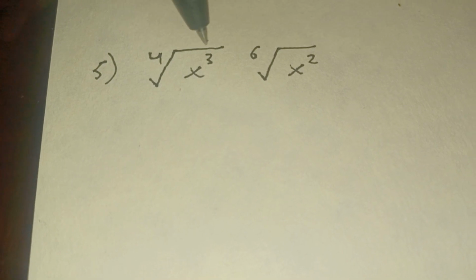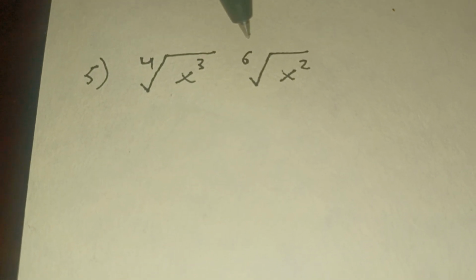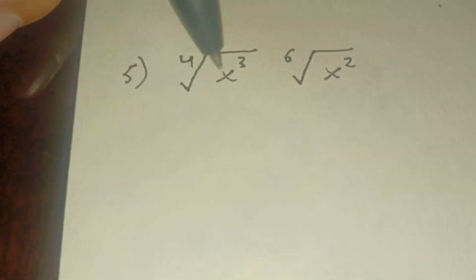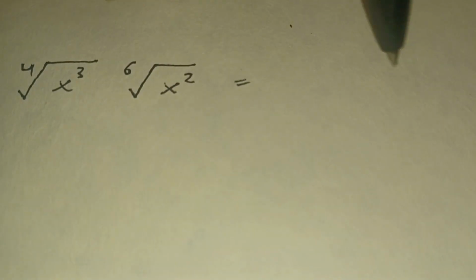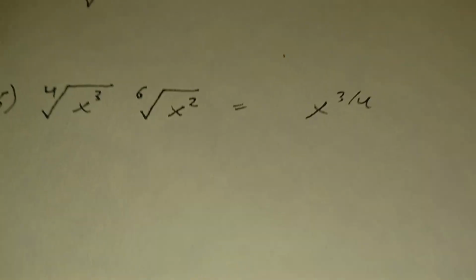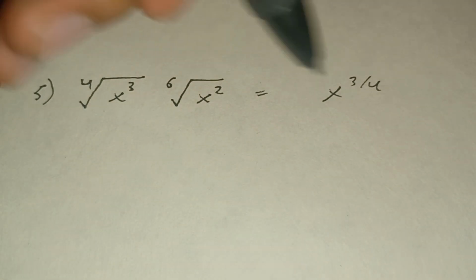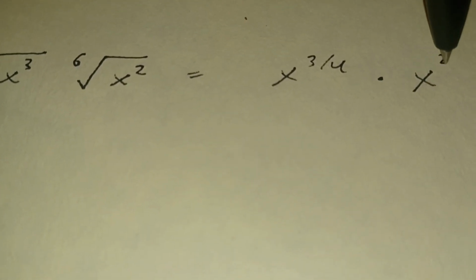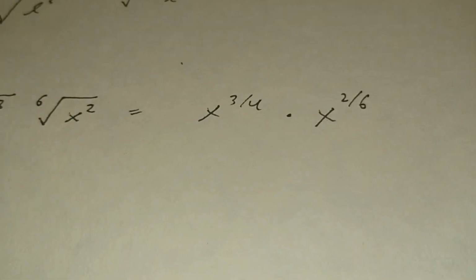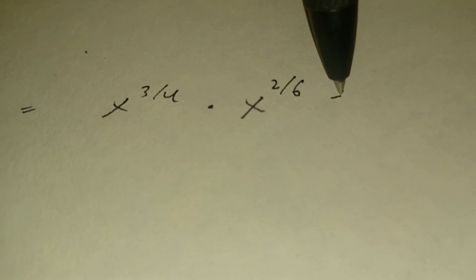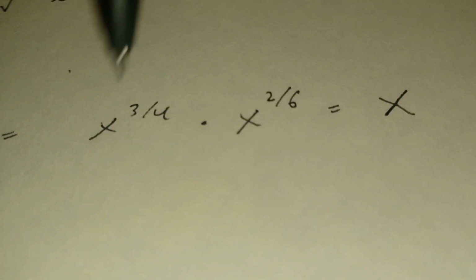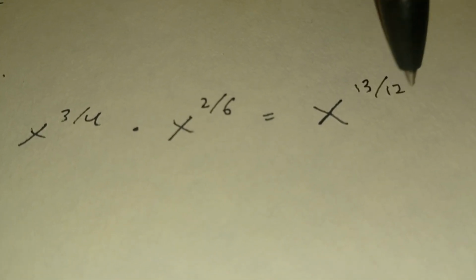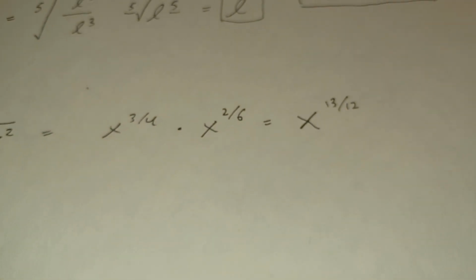So we have the fourth root of x to the 3rd power times the 6th root of x to the 2nd power. We can rewrite the first as x to the 3/4 power, times x to the 2/6 power. You add the exponents to get 13/12. Well, that's how we multiply.